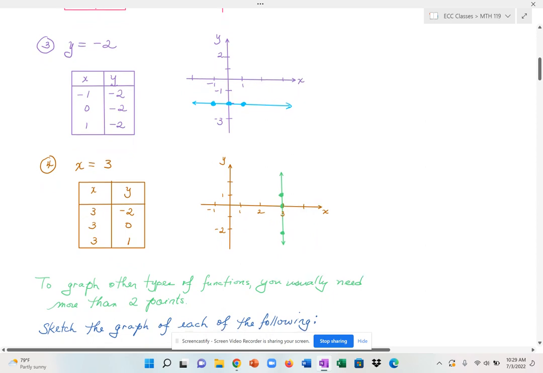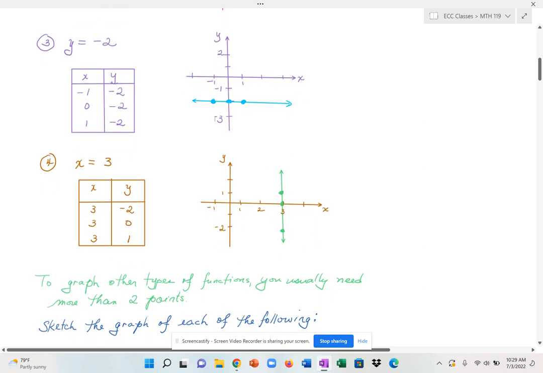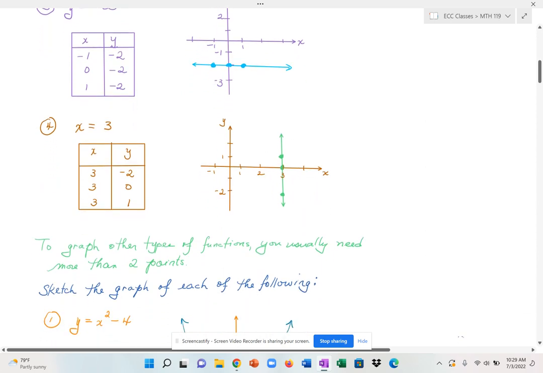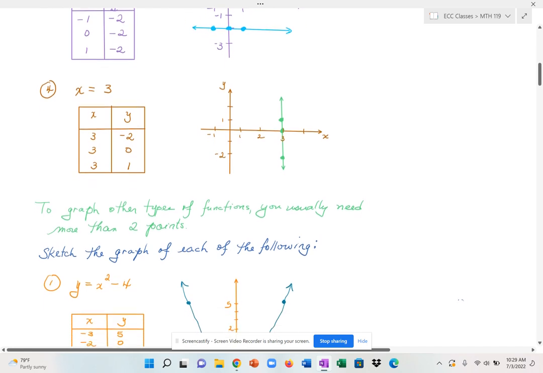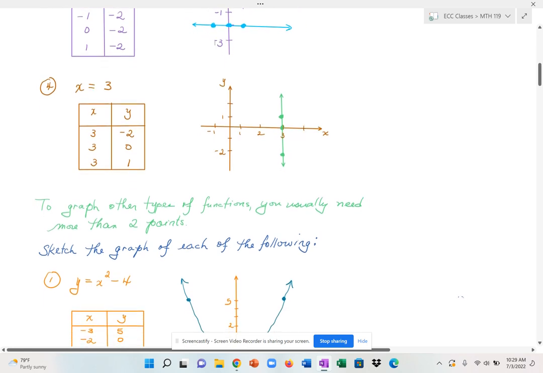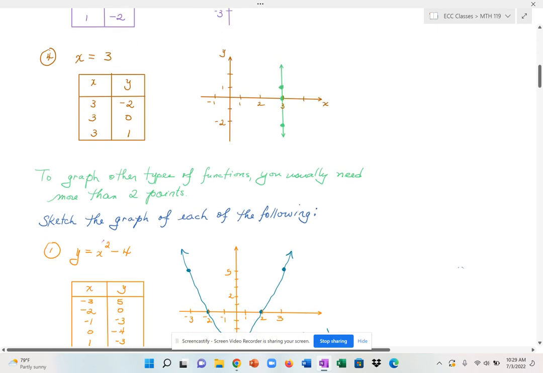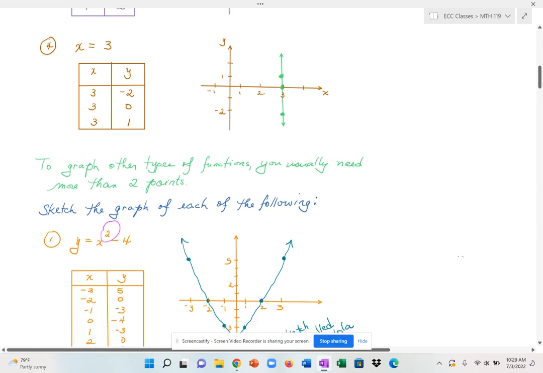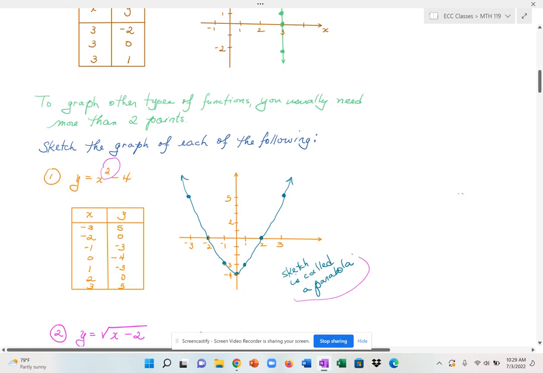So to graph other types of functions, you usually need more than 2 points. So this next example is a quadratic function because of the second degree here. That makes it quadratic. And the graph of a quadratic function is a parabola, which is written like that.